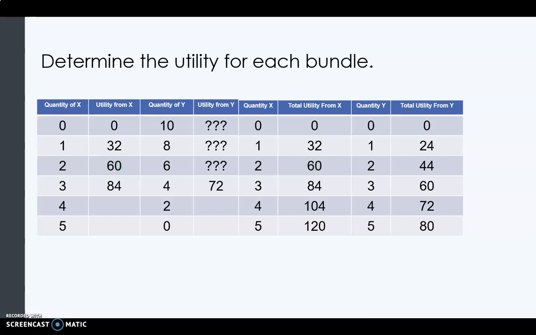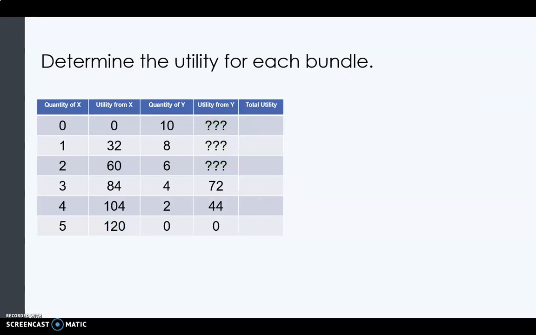Now we're getting into ones where we can pick things out directly. We have 84 here, and we have 72. That's coming from 4 units of y over here. We have our 104 that came from 4 units of x. We have 44 that comes from 2 units of y. And then finally, we have the 120 from 5 units of x, and we have the 0 from 0 units of y. Again, we don't know what these guys are. If it becomes important, we can check into them.